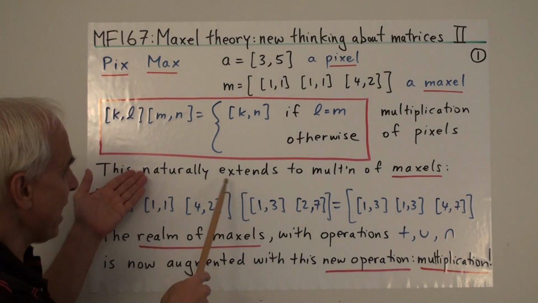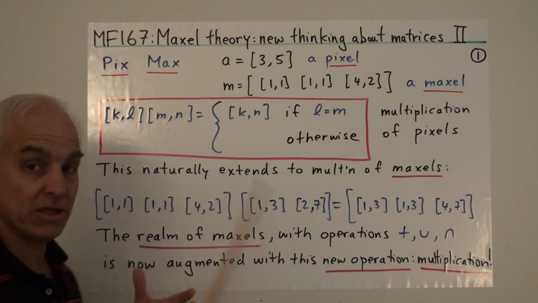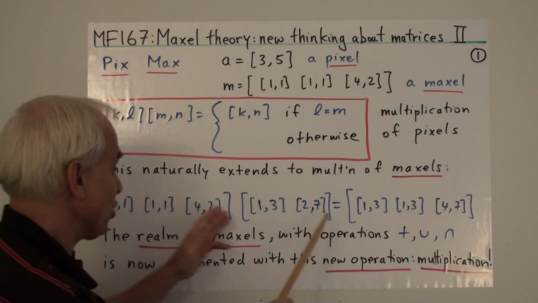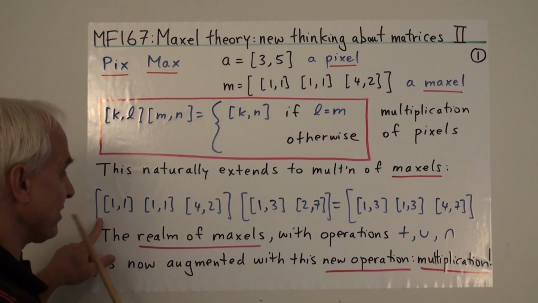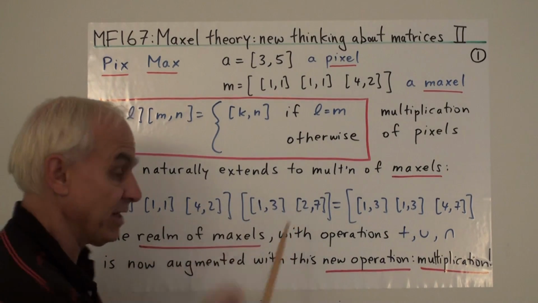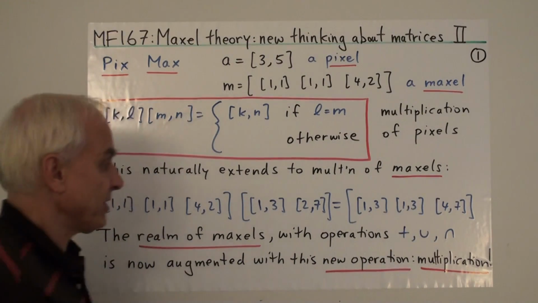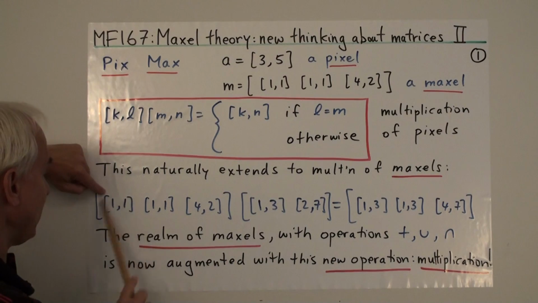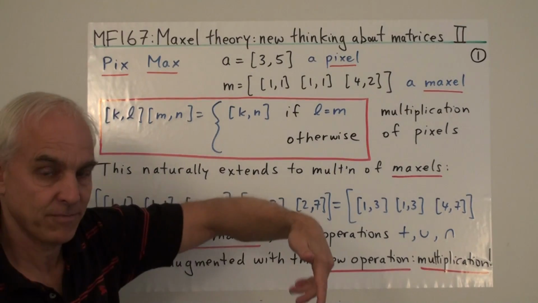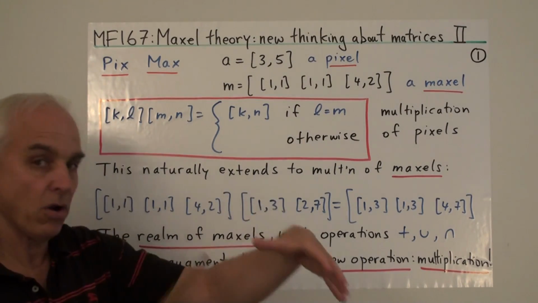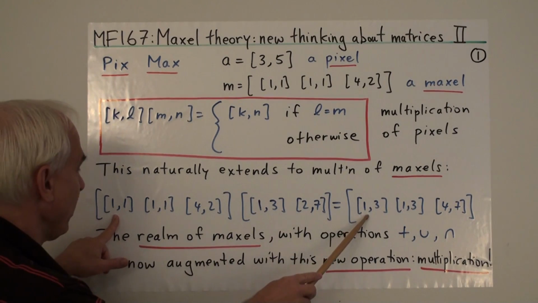And then we saw that this naturally extends to a multiplication of maxels, that we can then take this pixel multiplication and create a multiplication of maxels out of it. So for example, this maxel here consisting of these three pixels times this maxel consisting of these two pixels is this maxel with these three pixels. And the way we get that is we take each of these pixels in this first multiset and multiply them with each of the pixels in the second set, all possible combinations, and put all of those combinations together in a multiset. So 1, 1 times 1, 3 is 1, 3.